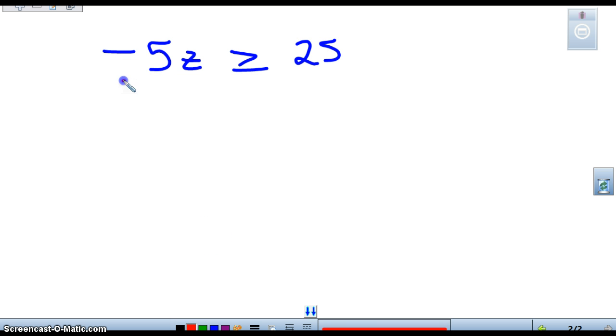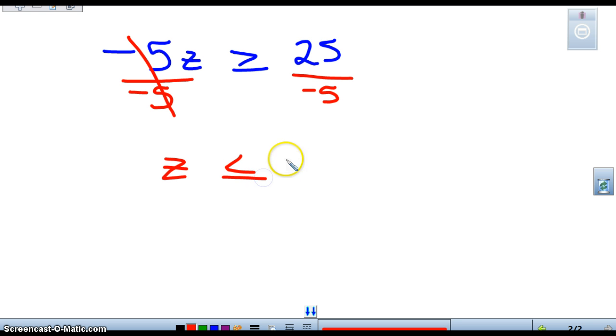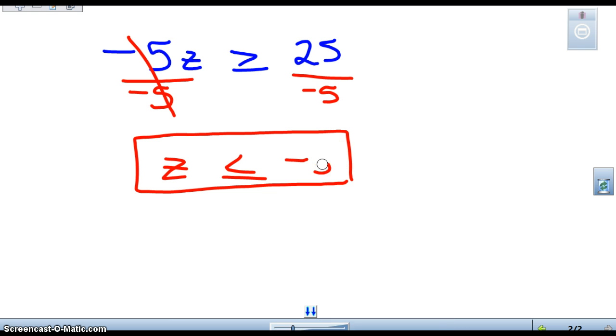So what's the inverse operation here? Divide by negative 5. What you do to one side, you do to the other. That means b is less than or equal to negative 5. Why did I flip the sign? Anytime you multiply or divide by a negative.